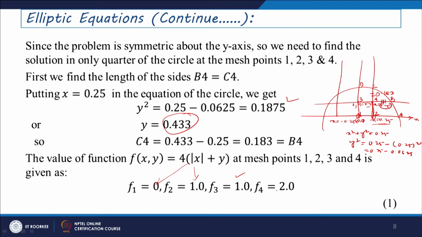And for the f4 point, if you see, this is nothing but this point here. So, that is why if you take this coordinate here, 4 into, if you see here, the x point is 0.25 plus 0.25. So, that is nothing but 0.5 there. So, 4 into 1 by 2, that is why this is taking 2.0.